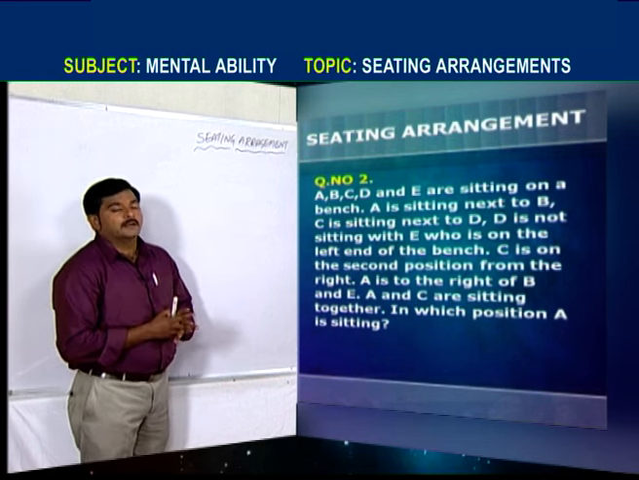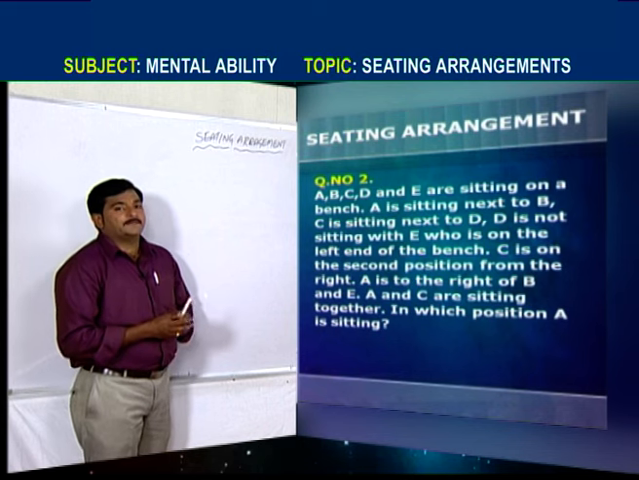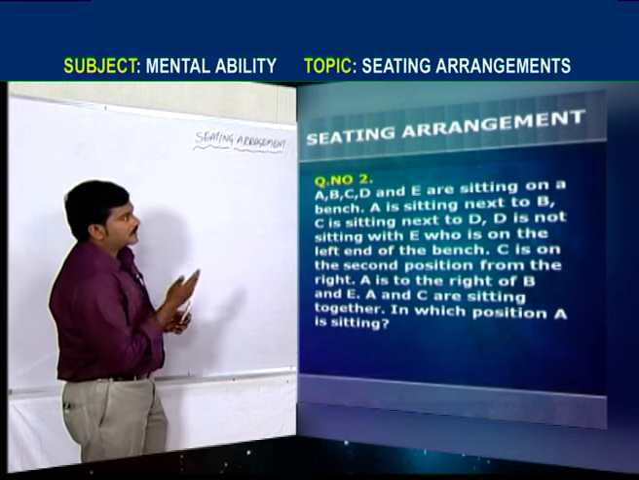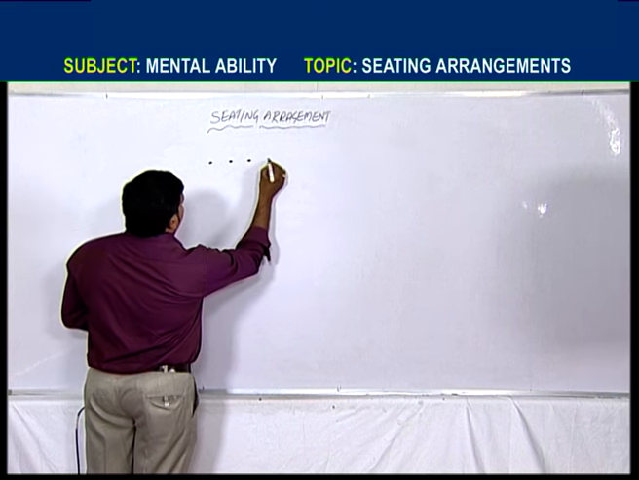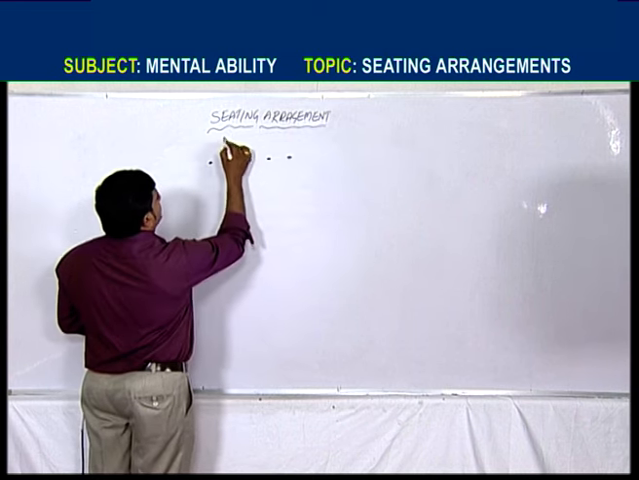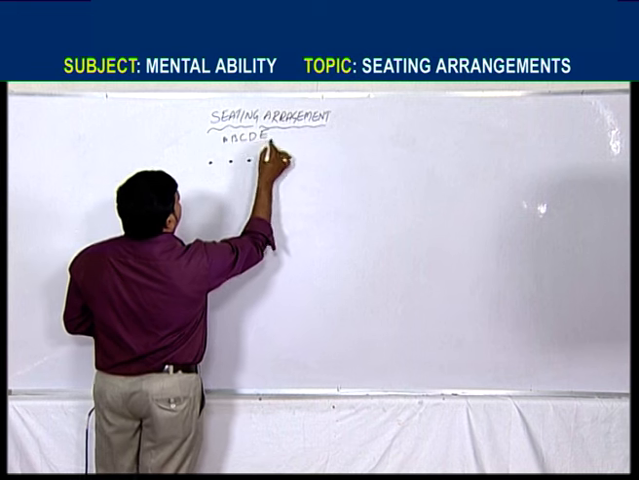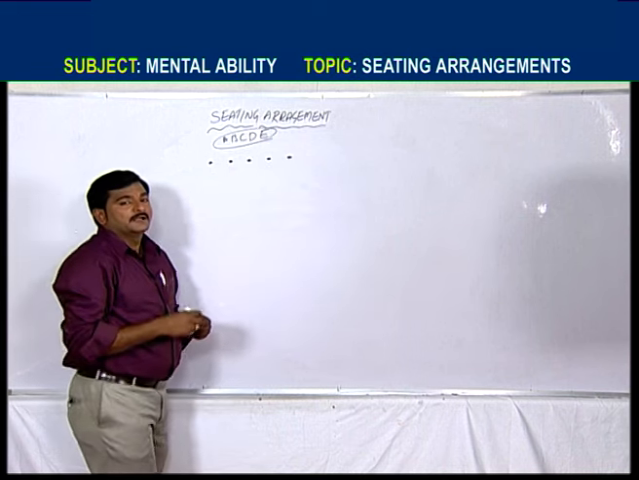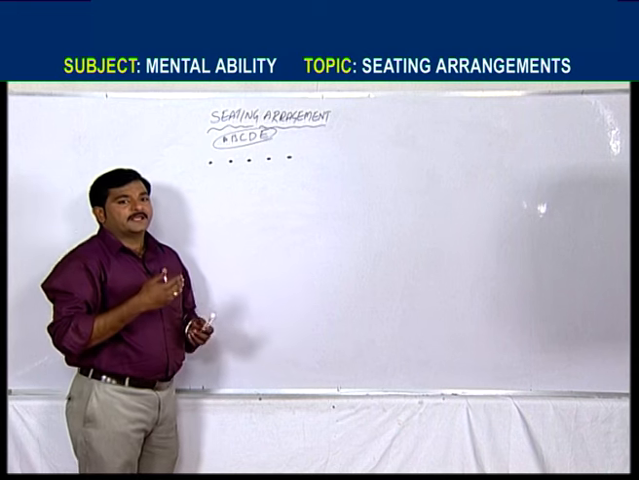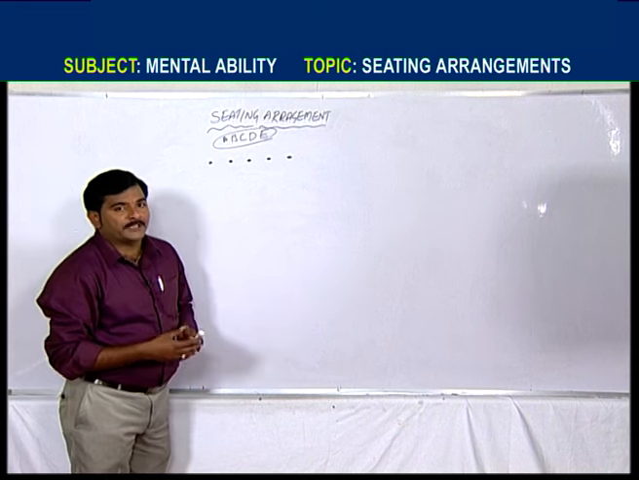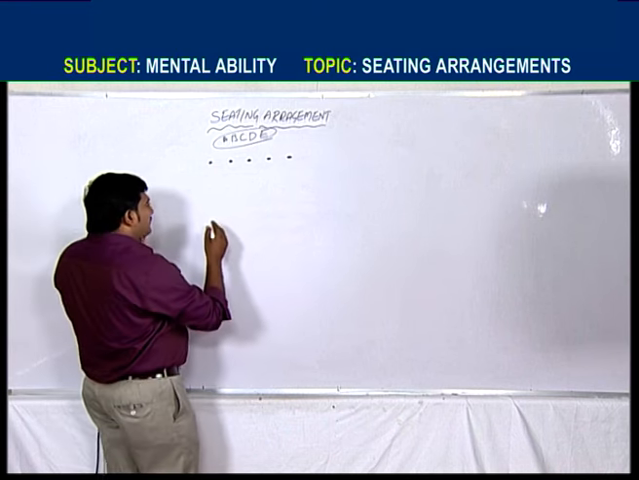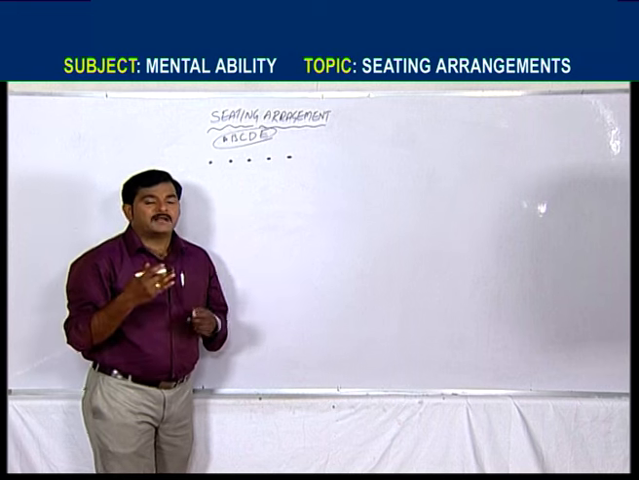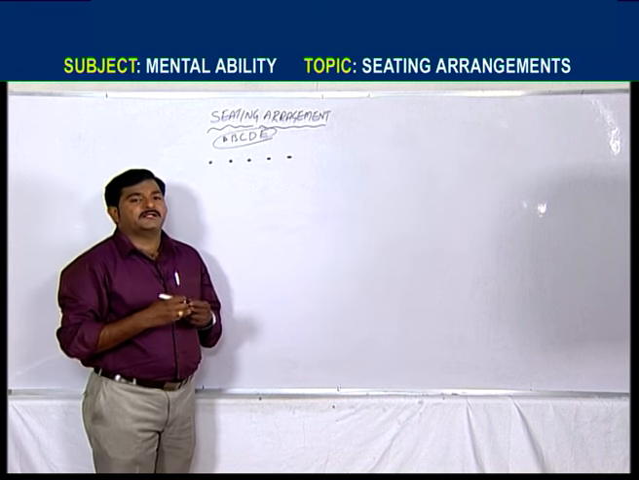So it's clear. Next what he mentioned here, A is sitting next to B, and see there are conditions. There are total 5 members, 1, 2, 3, 4, 5. There are 5 students, A, B, C, D and E. These A, B, C, D, E are sitting on a bench. How are they sitting? A is sitting next to B. Here A sitting next to B means there are 2 conditions. For example, we will discuss what is direct condition and what is indirect here. So first is A is sitting next to B.